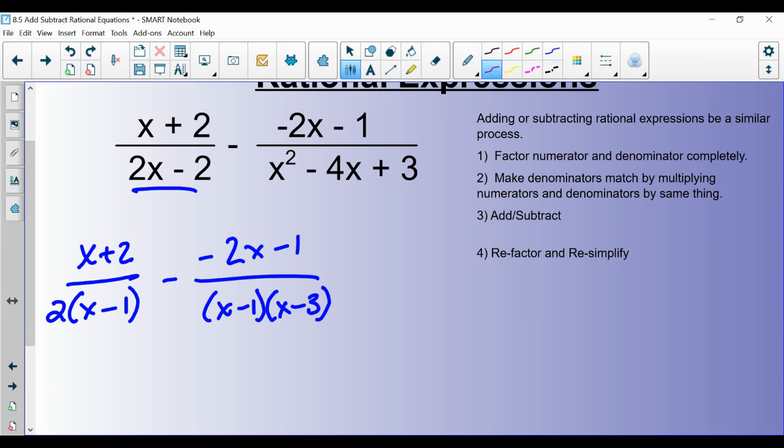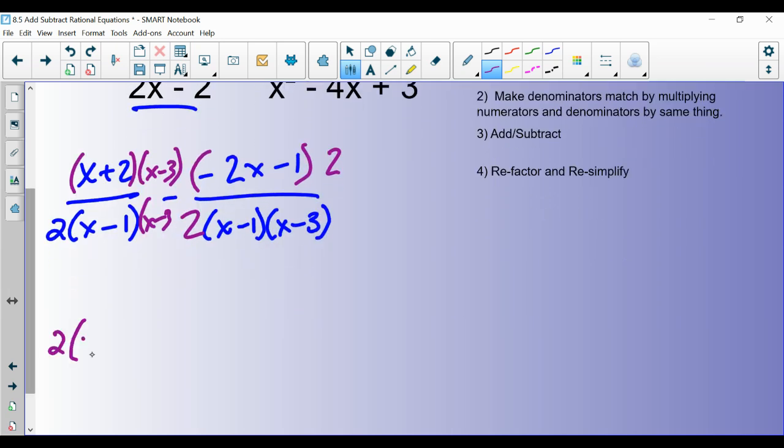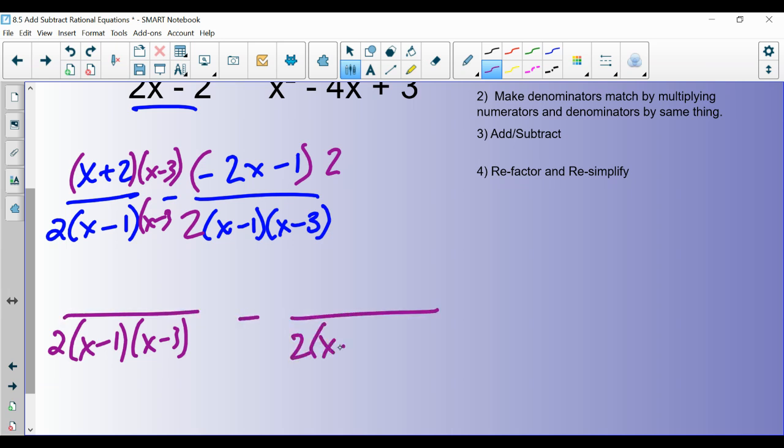Now I have to look to make my denominators the same, and I can tell right away. So remember, there's implied parentheses around there. It needs a 2 because this one's got a 2. So I'm going to multiply by 2 over 2 on the right. And then the one on the left is going to need an x minus 3 over x minus 3. And now both denominators are 2 times x minus 1 times x minus 3. Remember, you can rearrange that in the order that you would like.